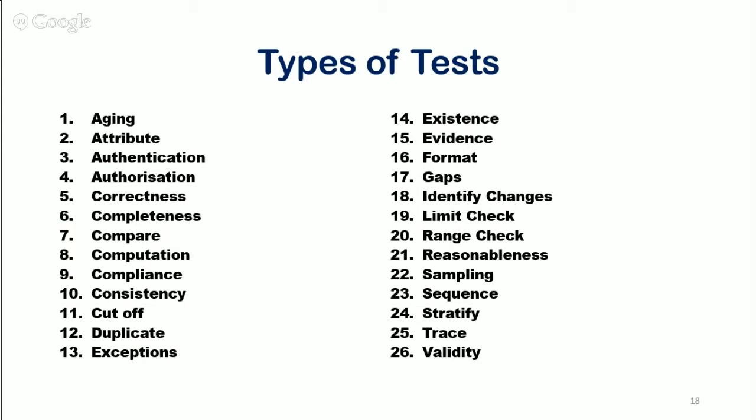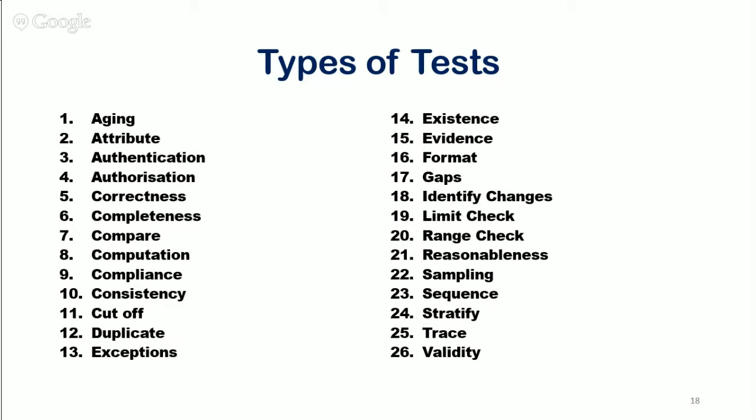So here I've given a sample listing of about 26 types of tests which can be performed for auditing electronic data. I'll show you a demonstration of some of these features when I show the demo of the audit software. For example, you can do an aging test, where you do aging of the inventory or aging of the data. You can do an attribute test. For example, data should be positive only. So you can identify data which have correct balances.